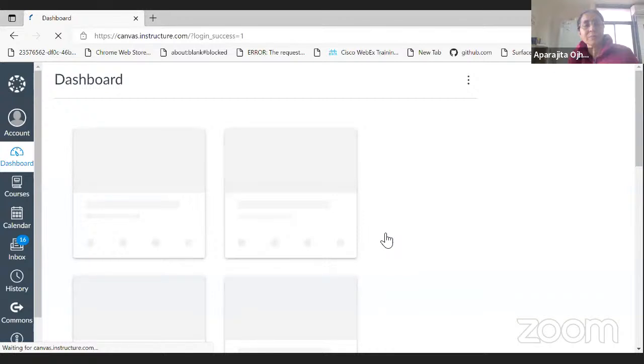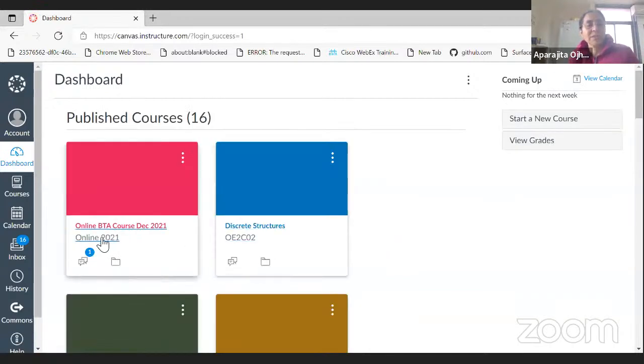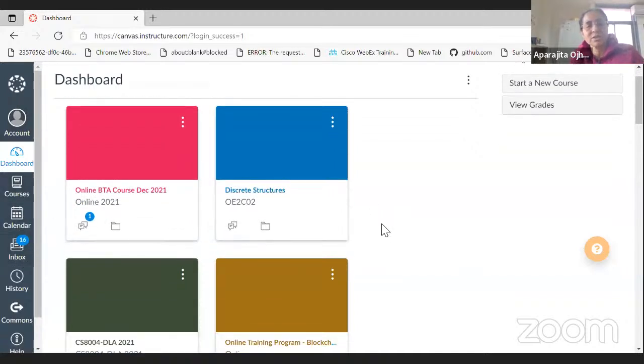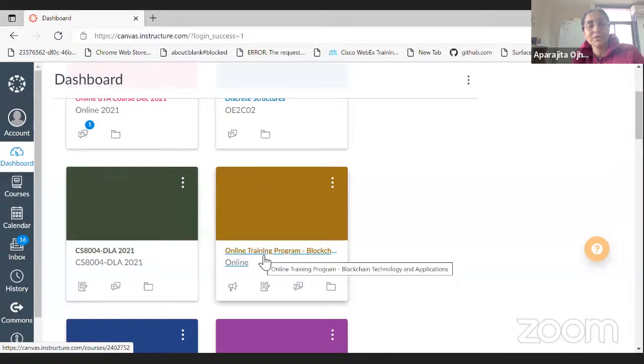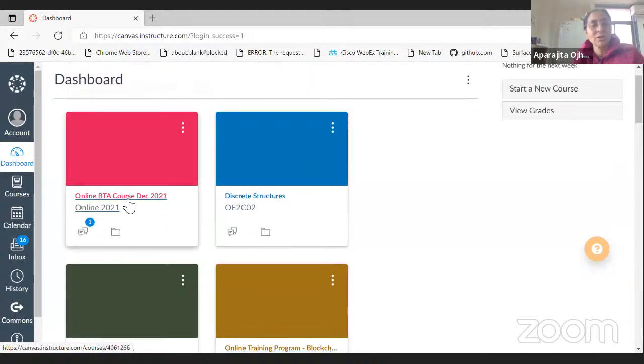When I log in, this BTA course, December, was created in December 2021. So online 2021. I can go to this. On the left of this, I can see courses, calendar, inbox, so many things. I have these many courses, discrete structure I'm teaching in my institute. So this is another course. I have also taught deep learning and application. This was another previous online training program on blockchain technology. I click here.